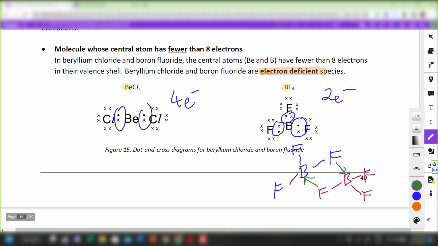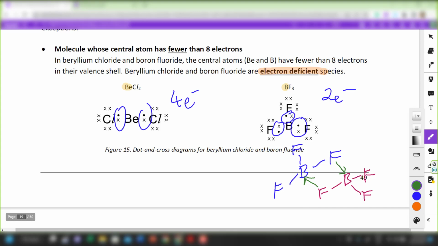I drew it in green here. The arrow here means that the lone pair of fluorine donates to the boron center, and in this way, boron will be able to attain an octet configuration. So it makes both borons happy.